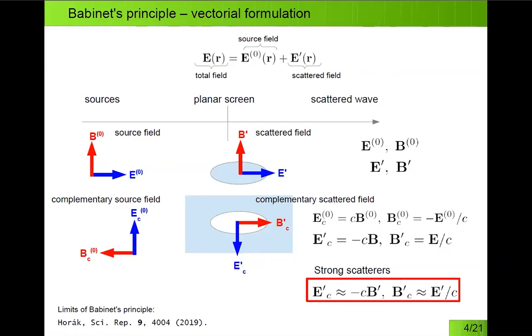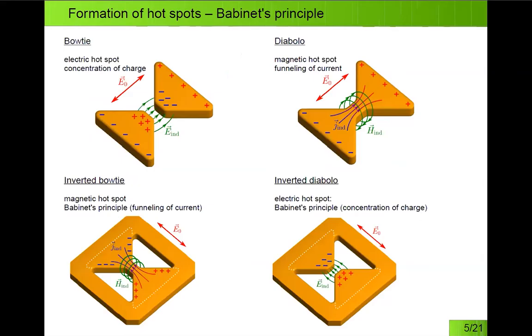Okay, so taking into consideration also the Babinet principle, we have now four types of antennas. In addition to the bowtie, we have also the inverted bowtie that now supports a magnetic hotspot here. And in addition to the diabolo, we have the inverted diabolo, and that supports the electric hotspot. So this is our playground, and let's see how these antennas behave.